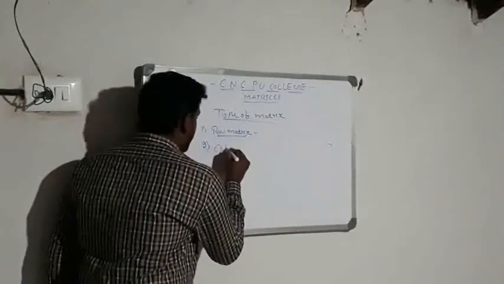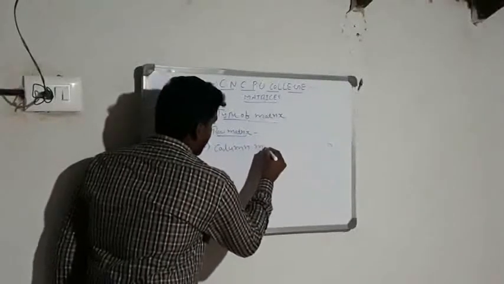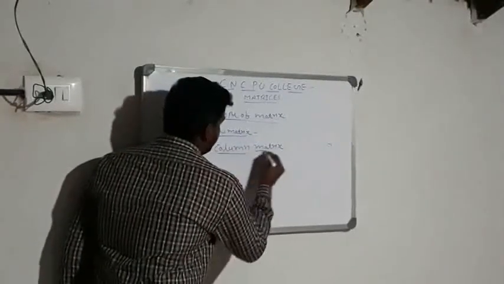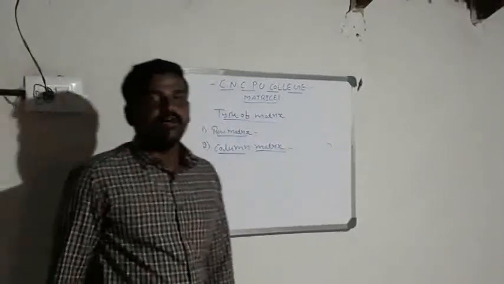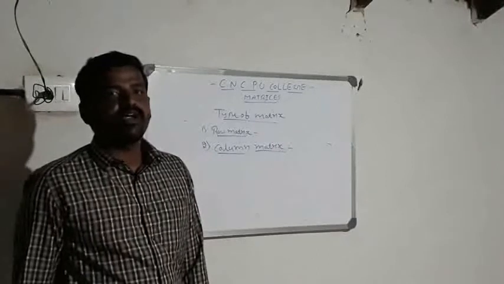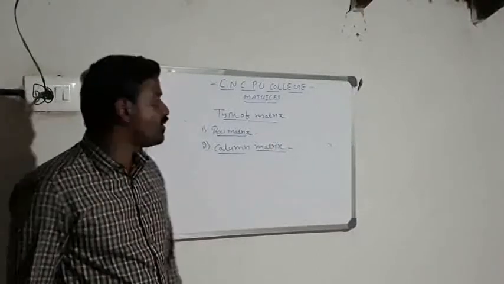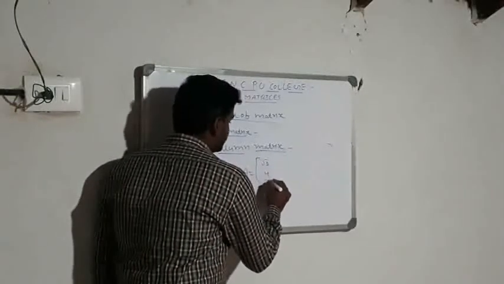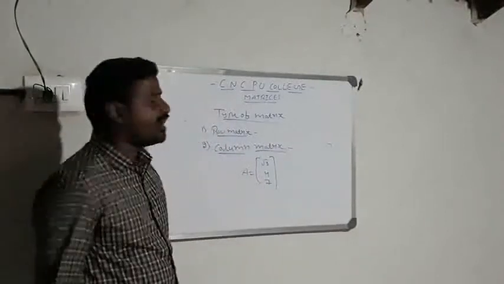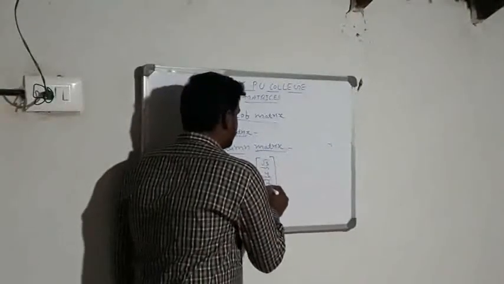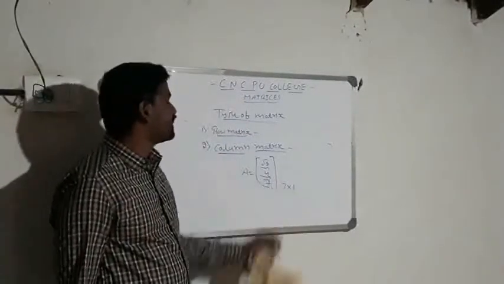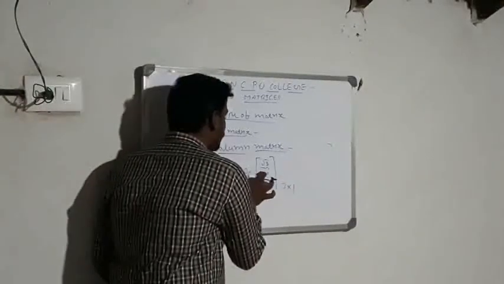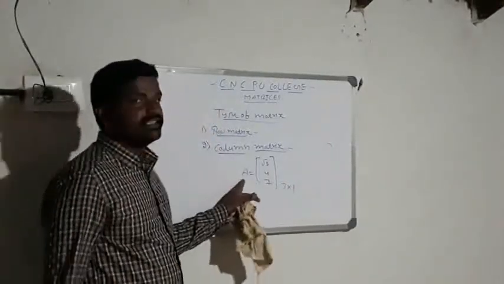Next, column matrix. A matrix having only one column is called a column matrix. It may have any number of rows. For example, matrix A is equal to root 2, 4, 7. This is a column matrix with 3 rows. Therefore, the order is 3 cross 1. Why? Because it has 3 rows and 1 column. This is called a column matrix.